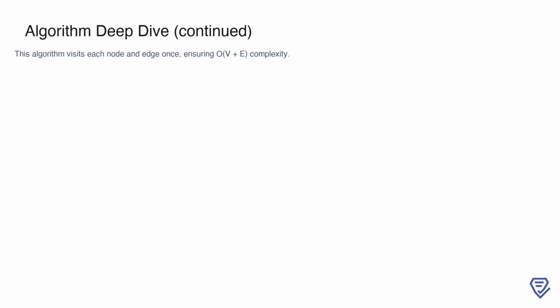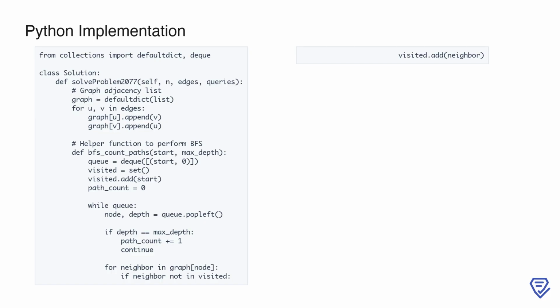This method highlights the importance of blending problem understanding, algorithm design, and optimization to create solutions that are not only correct but also performant. Here, we begin the Python implementation by importing the necessary modules, defaultdict from the collections library to create our adjacency list, and deque for efficient queue operations during breadth-first search, or BFS. We then define the Solution class and, within it, a method called solveProblem2077, which will handle the logic for this problem. The method takes three parameters: n, representing the number of nodes, edges, which is a list of all the edges in the graph, and queries, which contain the starting nodes and maximum depths for each query.